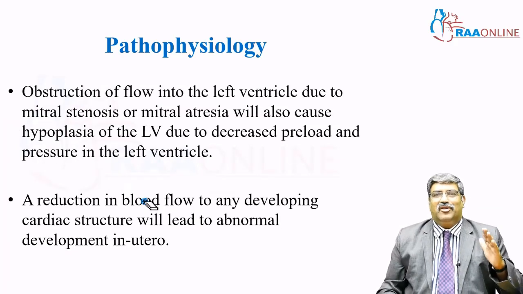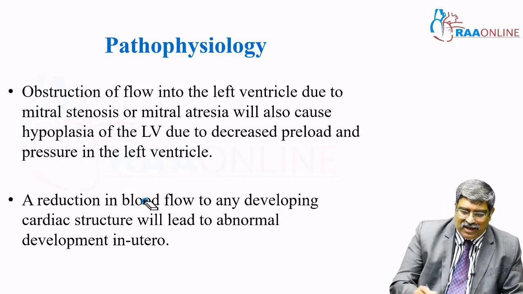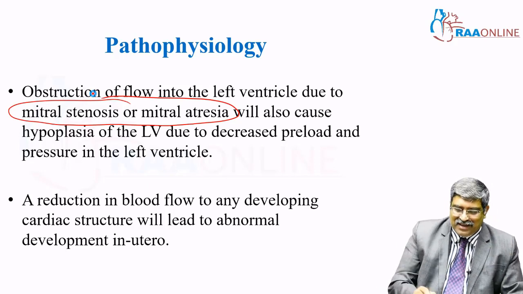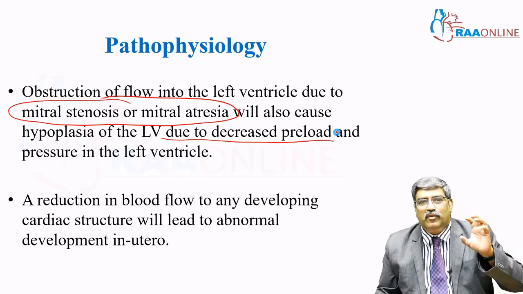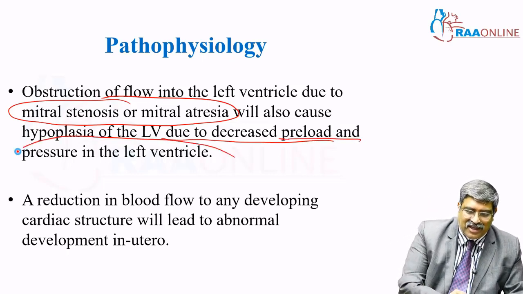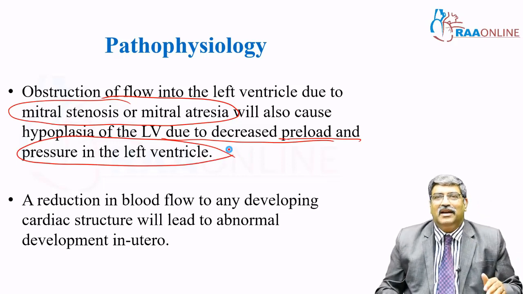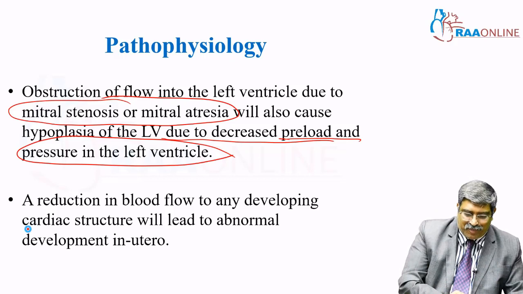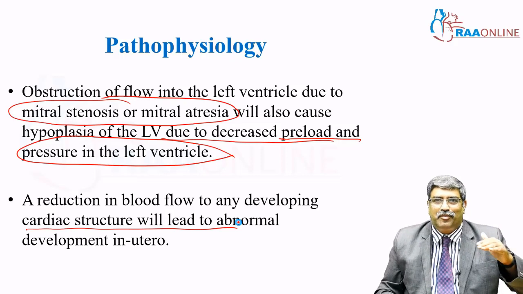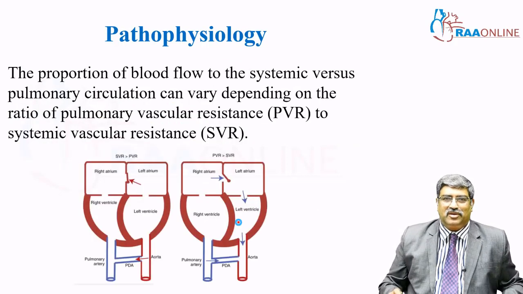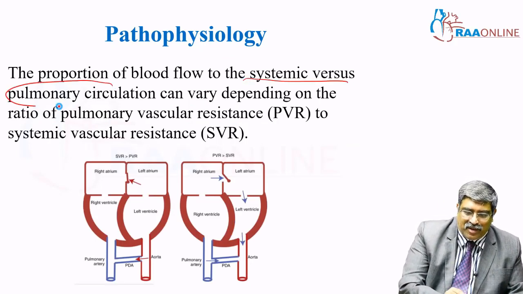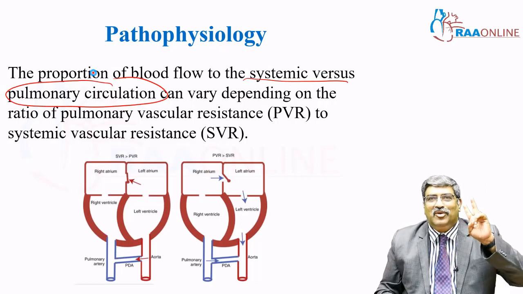Now coming to the pathology with the inflow into the left ventricle due to mitral stenosis or mitral atresia. Here there is decreased volume flowing into the left ventricle. So there is decreased preload as well as pressure in the left ventricle. Any reduction of blood flow to the developing cardiac structure will lead to abnormal development that happens with this mitral atresia or mitral stenosis.